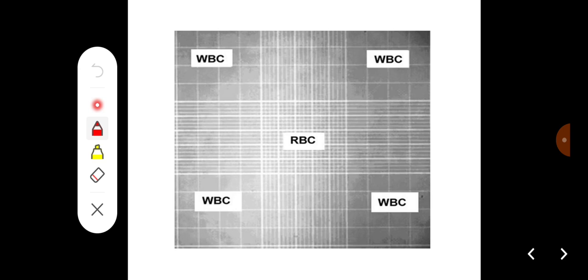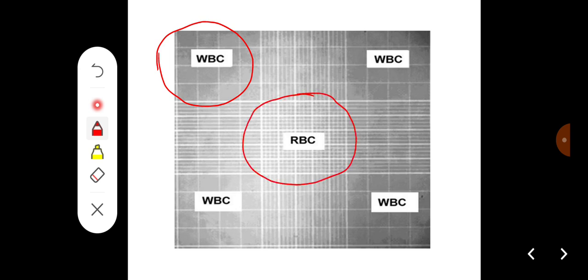So in the physiology laboratory, usually the WBCs and RBCs are counted. The corner squares are utilized for counting of WBCs, and the central square is utilized for counting of RBCs, particularly the corner squares and the central square of the medium square.